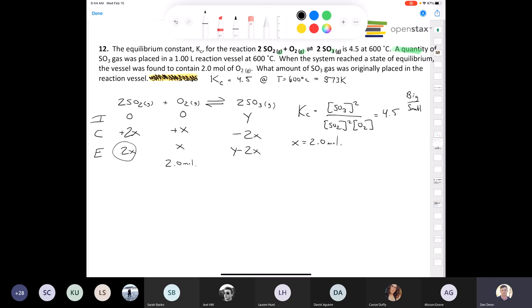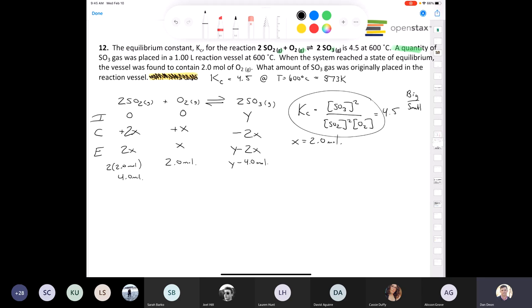If we have 2 times x over here, that means we must have 2 times 2.0 moles, which is going to equal 4.0 moles. If we have y minus 2x, that's going to be equal to y minus 2 times 2, so it's going to be y minus 4.0 moles. But in order for us to start trying to solve for y using this expression, we have to have these written in concentrations, right? This is concentration of the reactants and products, not the number of moles. Now that we've got the number of moles, and we also have the volume, which is 1 liter, the math is pretty easy. You take all these, you divide by 1.00 liters, divide by 1.00 liters, divide by 1.00 liters.